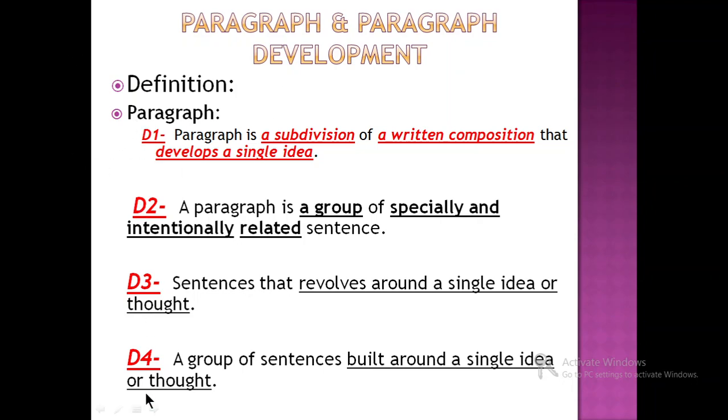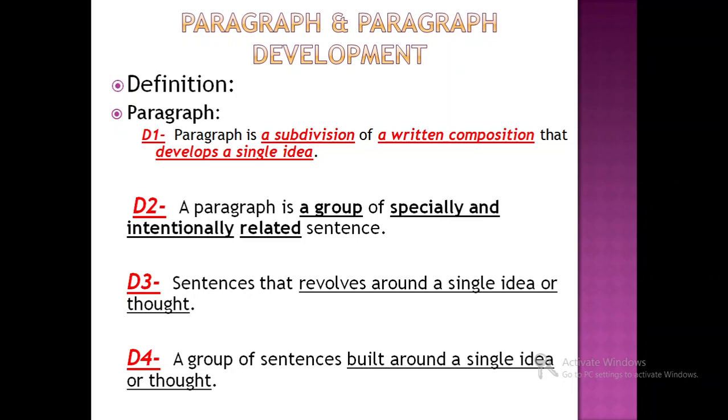The same definition is given by me on this slide in altogether 4 different ways, written as D1, D2, D3, D4. Let's understand all 4 definitions. The first one: a paragraph is a subdivision of a written composition that develops a single idea. That is, a division of a written composition which is about a single idea is a paragraph. The second one: a paragraph is a group of spatially and intentionally related sentences, where people are intentionally, with a proper intention, as well as spatially, writing such sentences to relate with one another. That is a paragraph. Is that clear?